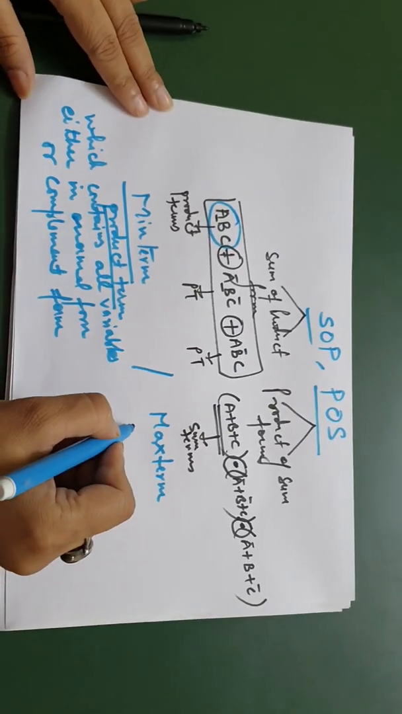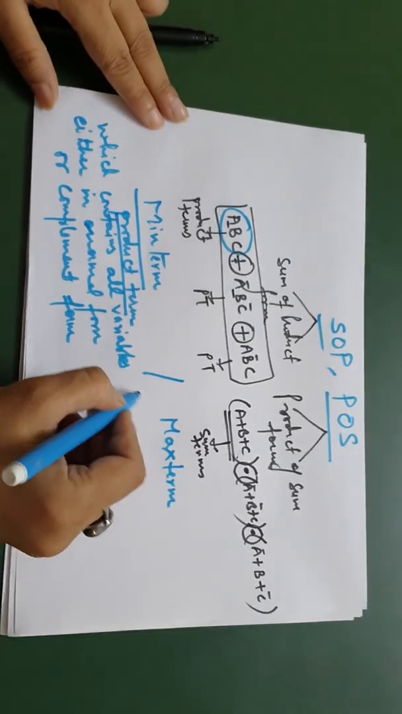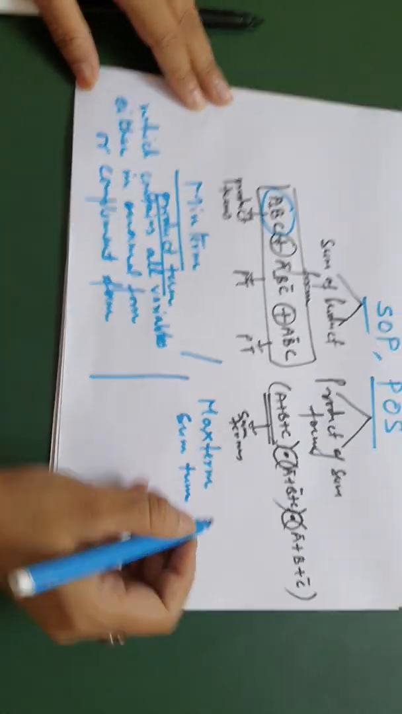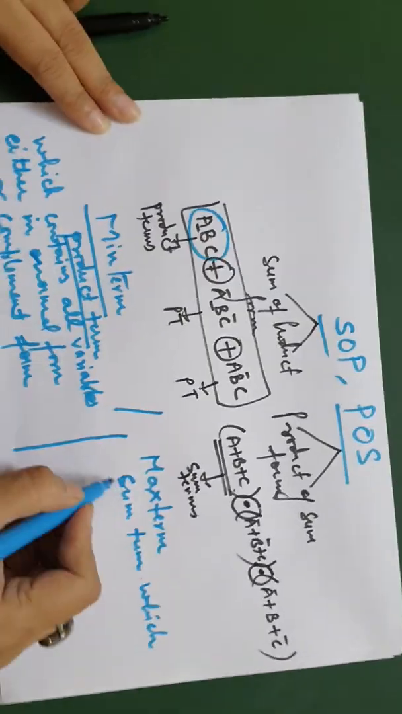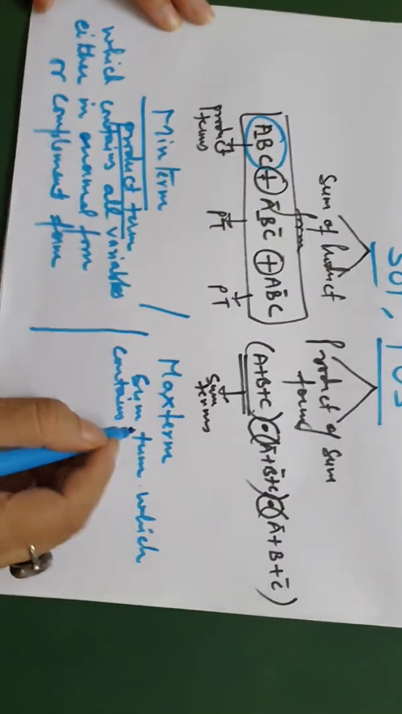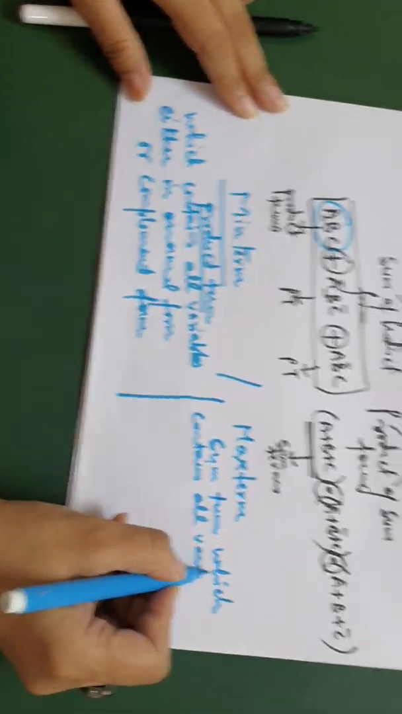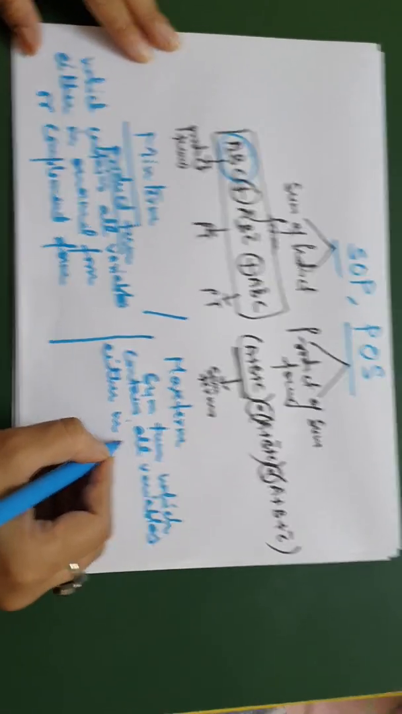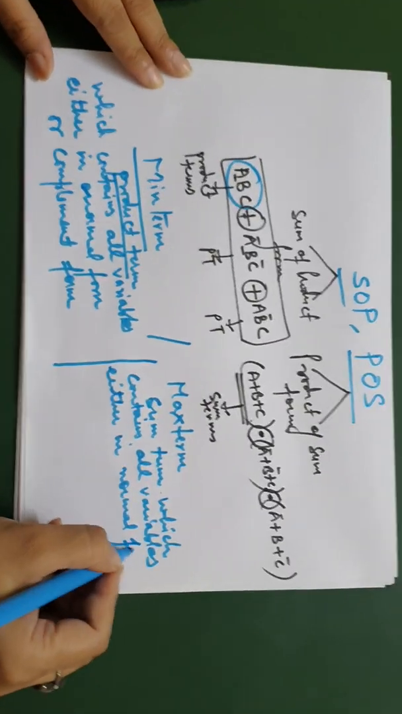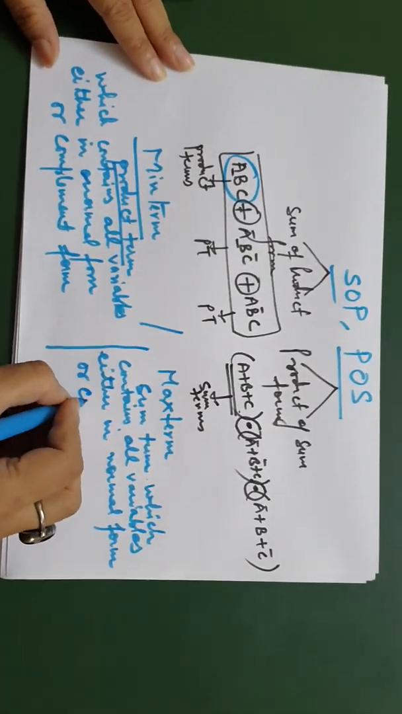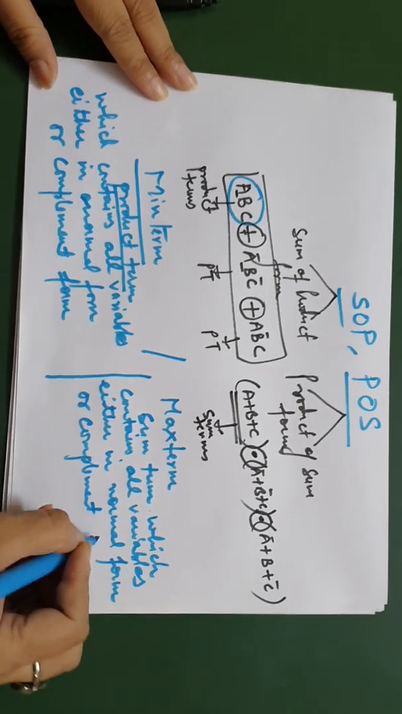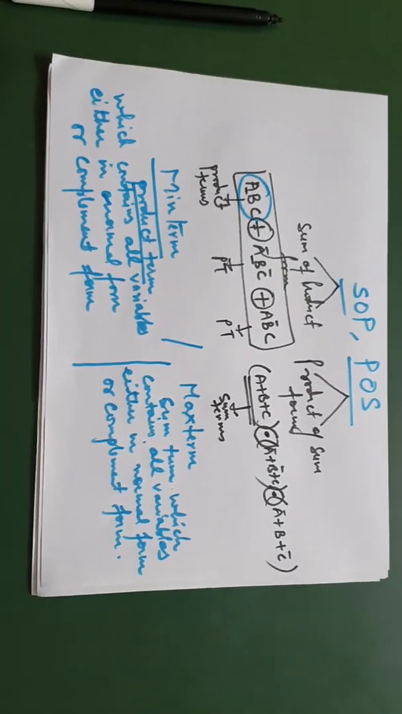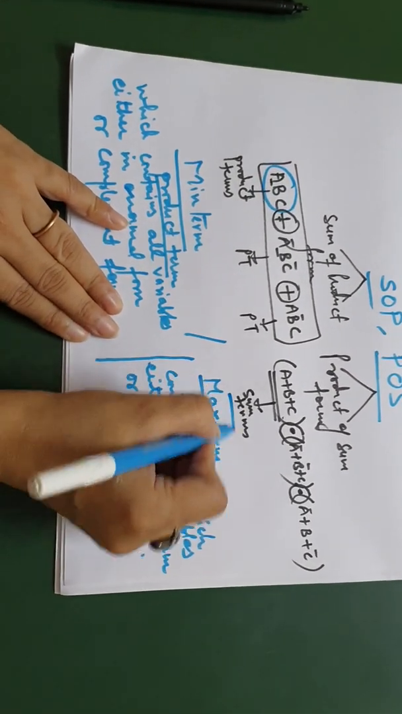Now max term, how do we define the max term? Just the reverse of it. We can say a sum term which contains all variables either in normal form or complement form. Just to give you a highlight, max term is my sum term.